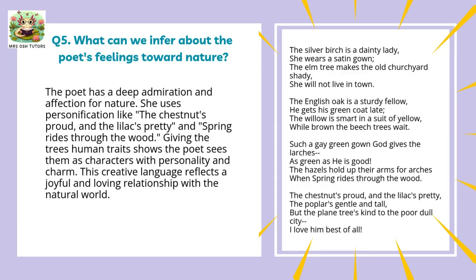Here's my suggested answer, but as I said, there are many different pieces of evidence you could use to answer this question. The poet has a deep admiration and affection for nature. She uses personification like the chestnut's proud and the lilac's pretty, and spring rides through the wood. Giving the trees human traits shows the poet sees them as characters with personality and charm. This creative language reflects a joyful and loving relationship with the natural world.